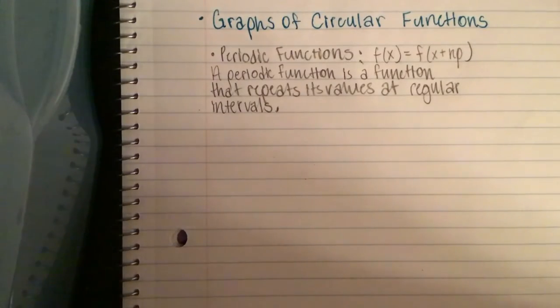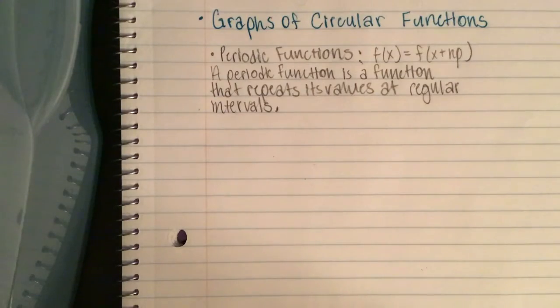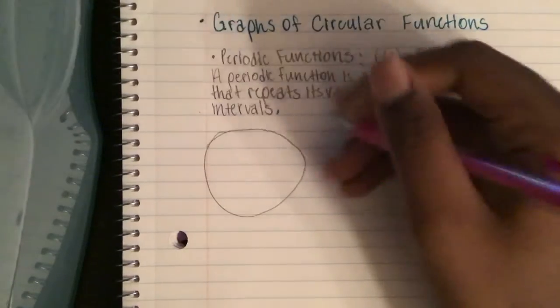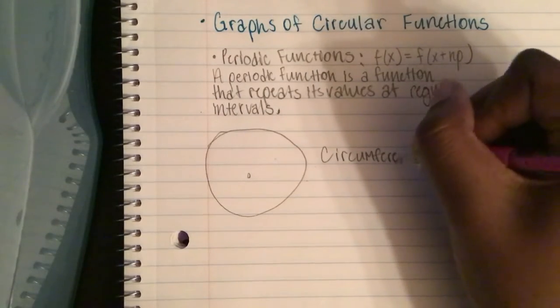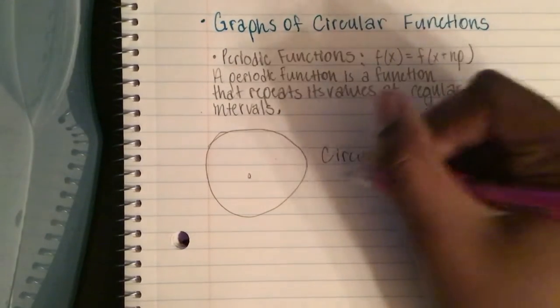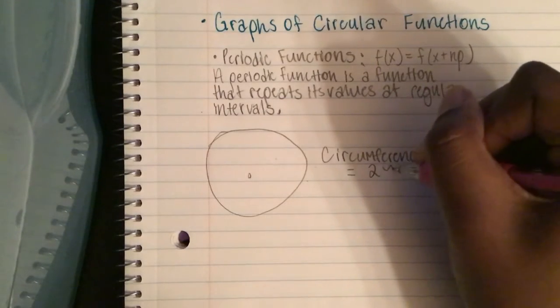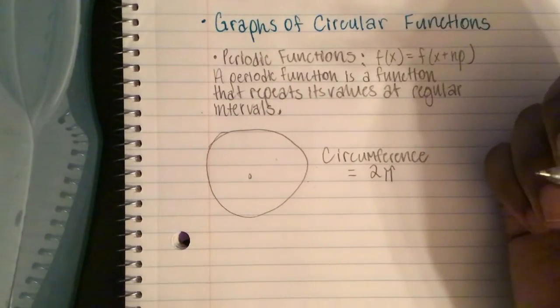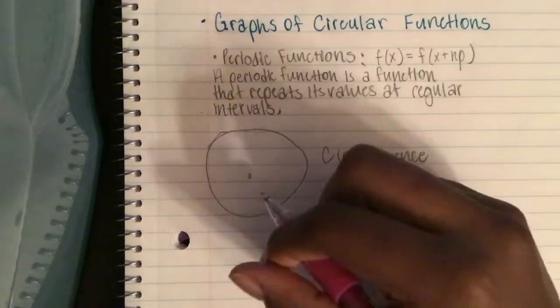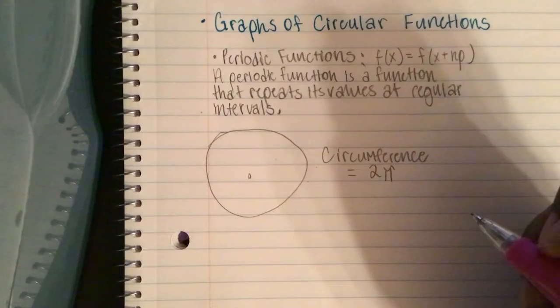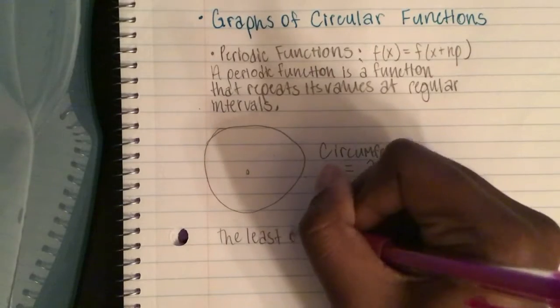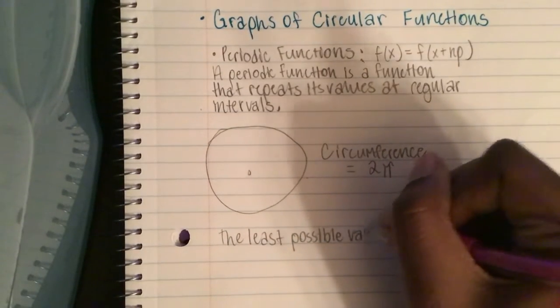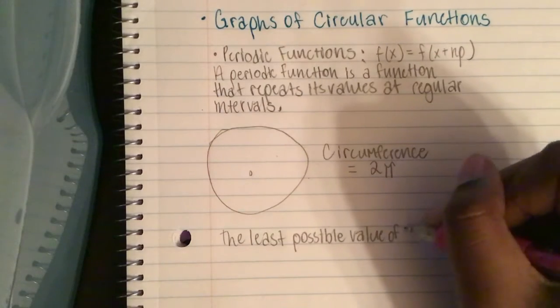Now, we already know from our previous lesson over unit circles that a complete rotation around the circle is going to be equal to 2 pi radians, which means that the circumference of the circle is going to be equal to 2 pi. Since we know that the circumference of our circle equals 2 pi, this tells us that in our equation, the least possible value of p for which sine and cosine repeat is going to be equivalent to 2 pi.